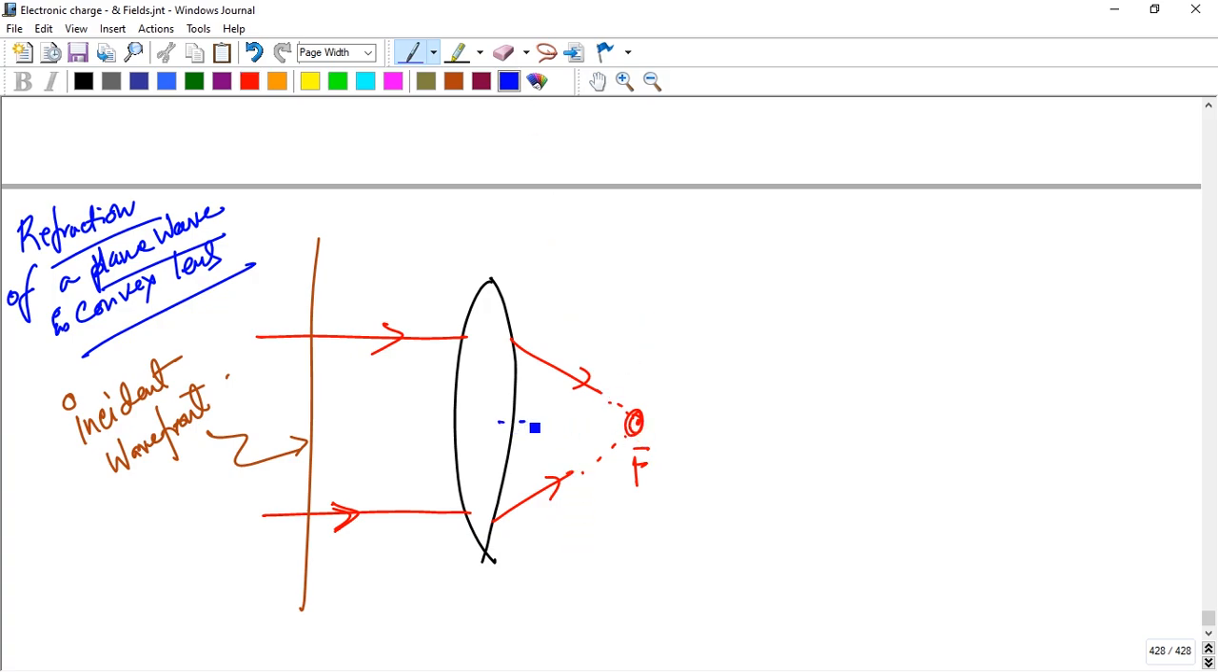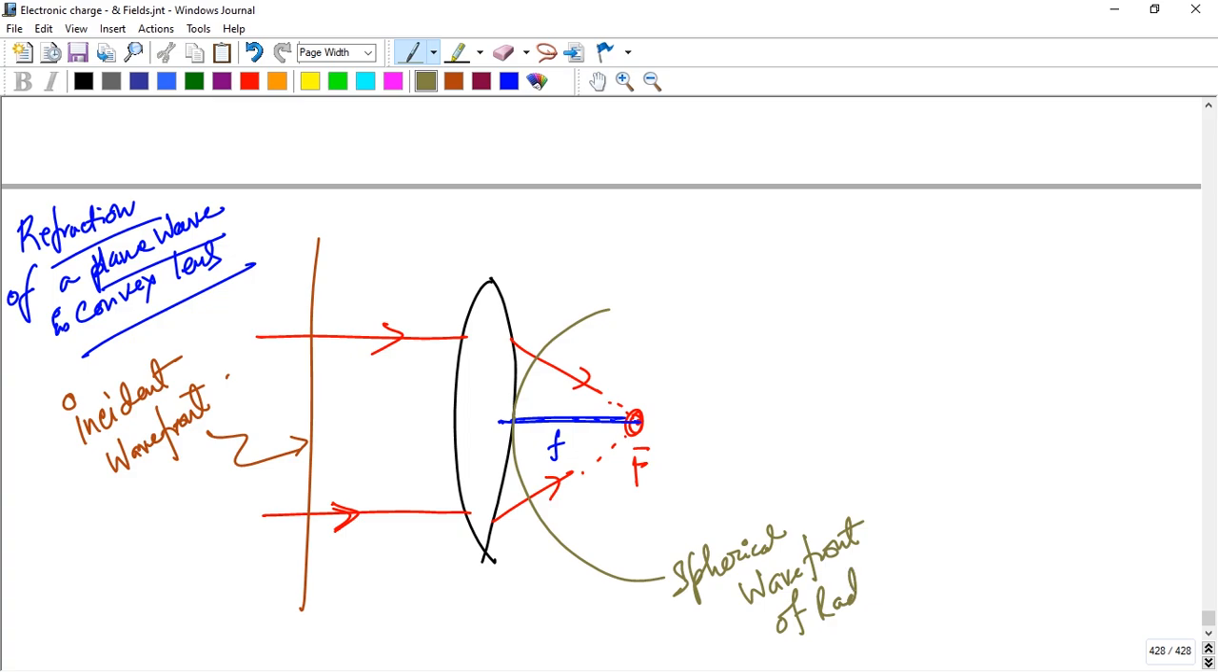This is the focal length, and we get a spherical wavefront of radius equal to the focal length. So here we get a spherical wavefront.